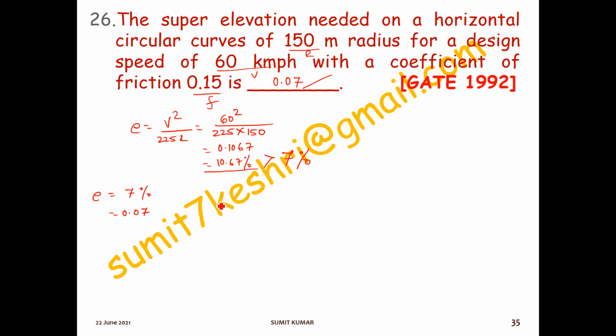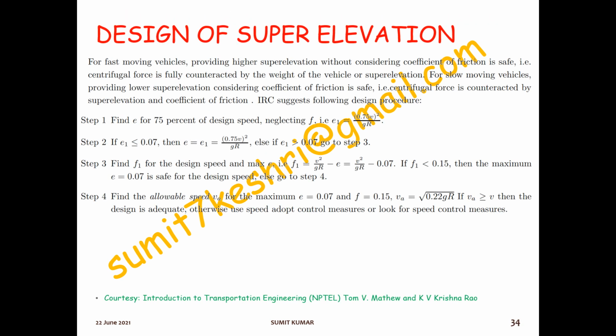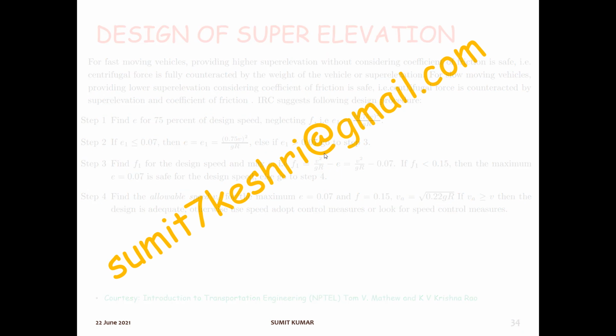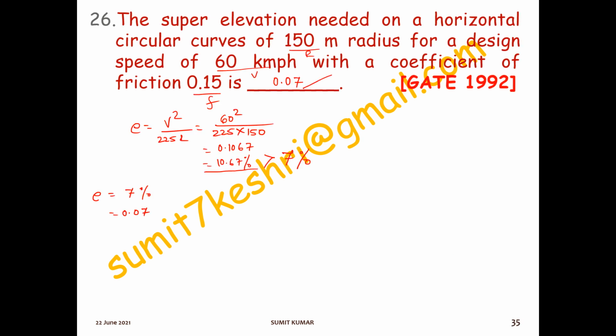So what is the second step asking? Keep E as 7% only and find F, that is friction. So here find friction now. The equation we know: E plus F is equal to V square by 127 R. This is the equation. Now E is 0.07.